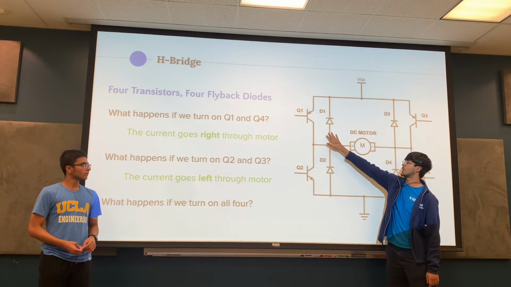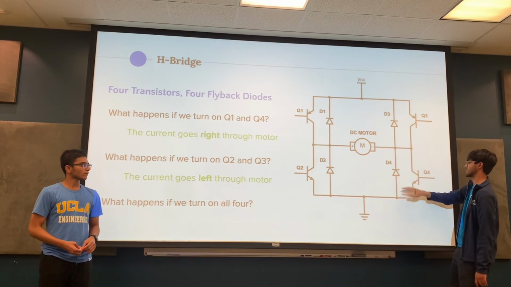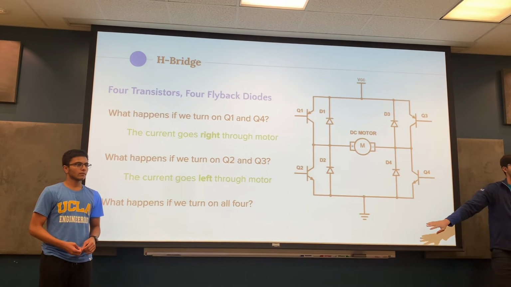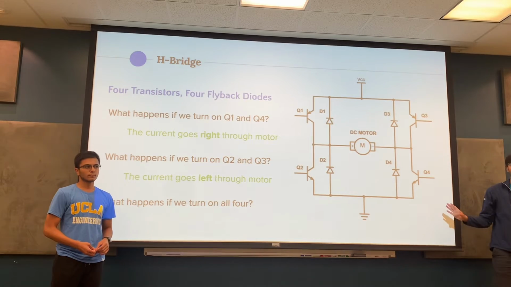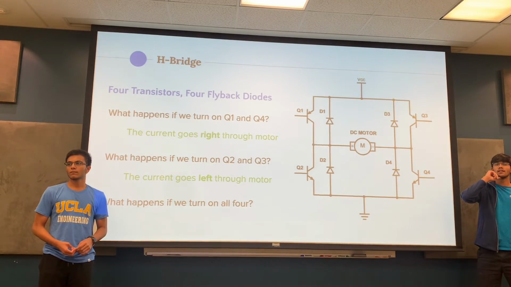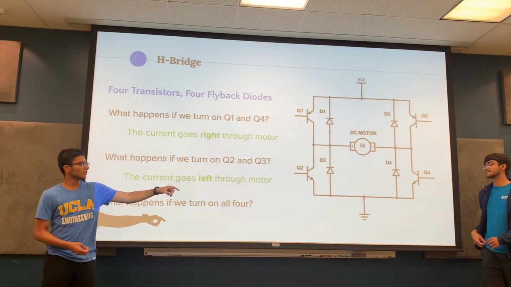So the current will be forced to take this path over here, where the base pin would be on, thus allowing current to pass through and to ground. Does that make sense? We can go over that one more time if anyone has any questions. Can you explain again why the diodes are necessary? Can you go to the previous slide?